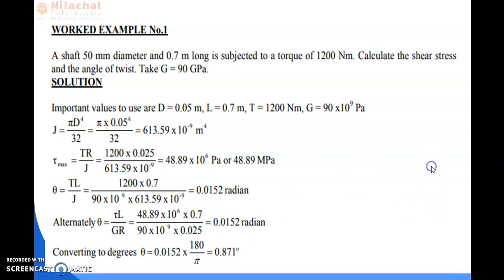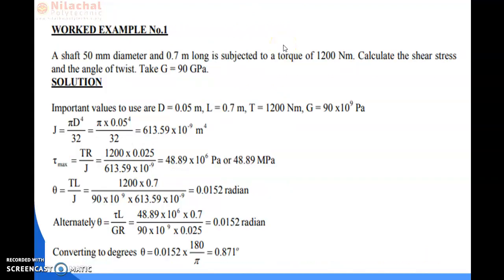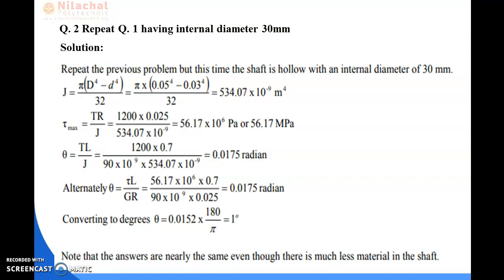So another problem we have to solve. This is the next question, which is the second half of the first question, and here the internal diameter is given as 30 mm, and all the other data are the same as in question number 1. So only the internal diameter is given as 30 mm. That means in question number 2, the shaft is a hollow circular shaft.